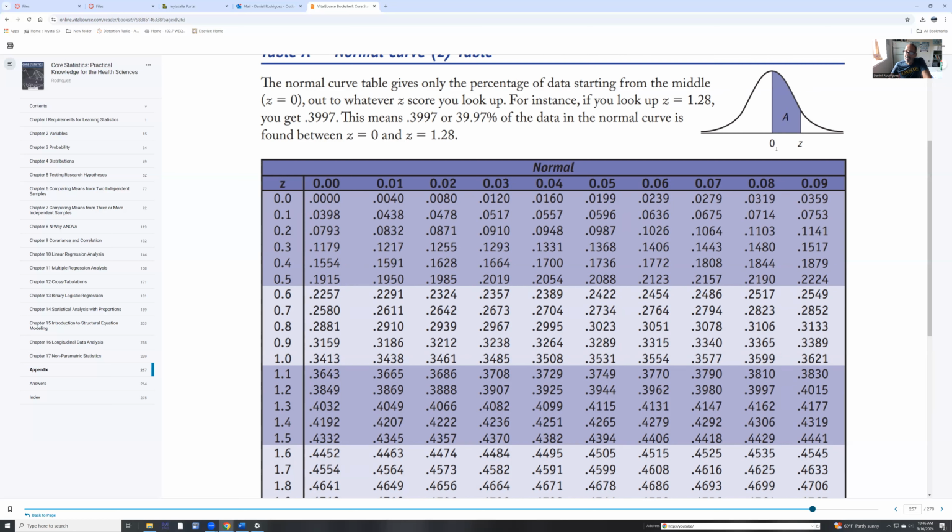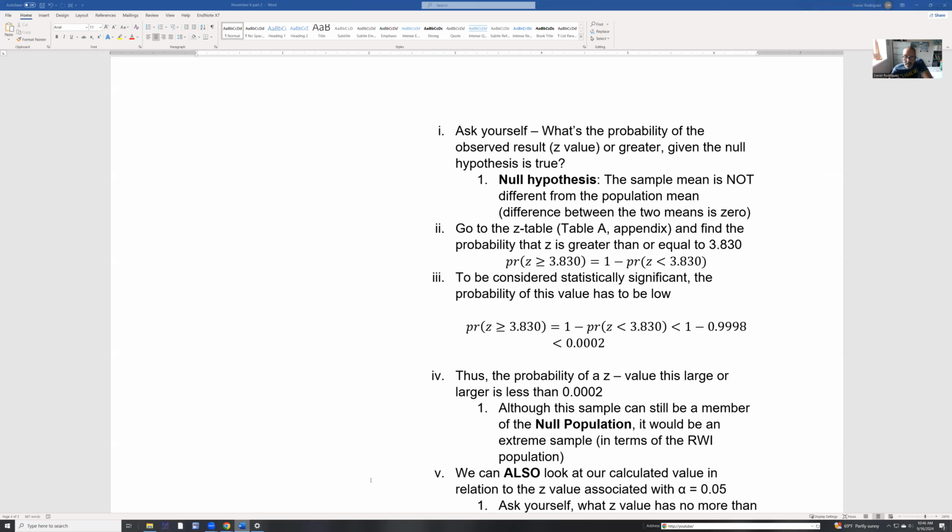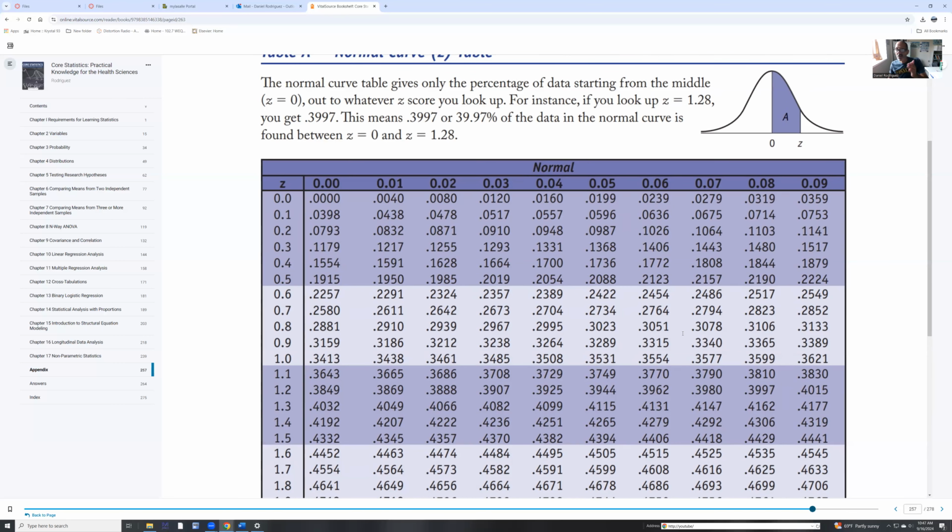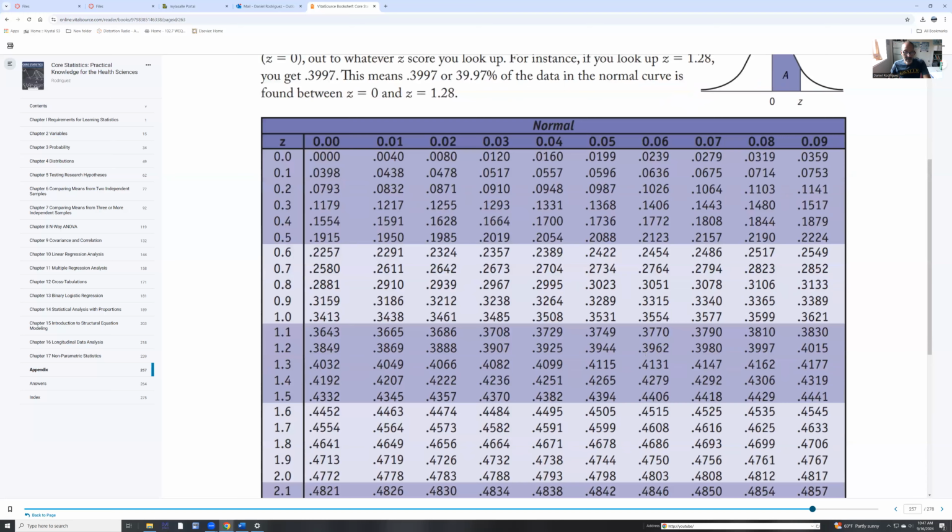But our question is, if you know from what I showed you in the null hypothesis, what's the probability of a Z value greater than or equal to, I think we were at 3.83, right? At 3.830, greater than or equal to 3.830. So that would be 1 minus the probability of being less than 3.830, right? Because we know that rule of complementary events. So we need to find a Z value of 3.830 here, right?